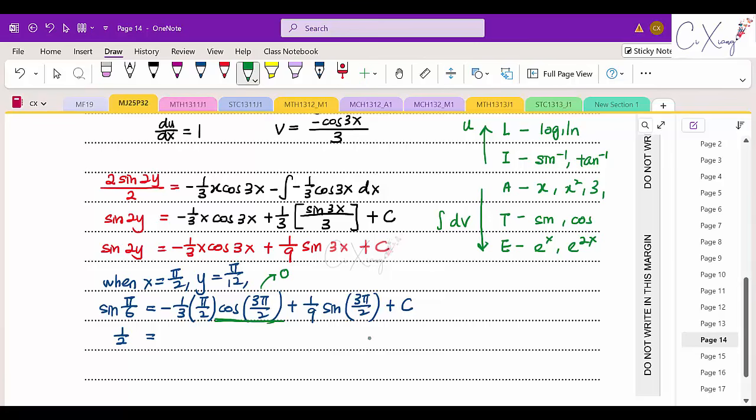Then what is the value for sine 3 pi over 2? Sine 3 pi over 2 will be equal to negative 1. Okay, so if I rewrite my answer again here, this term is a 0, this is a negative 1, so I'm having negative 1 over 9, then plus c. And from here, I will get the value for c, right? What's the value for c? You should be getting 11 over 18.